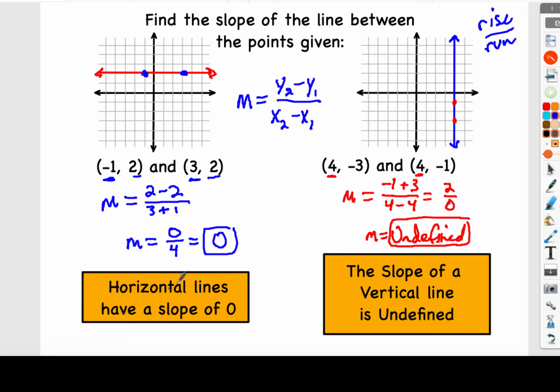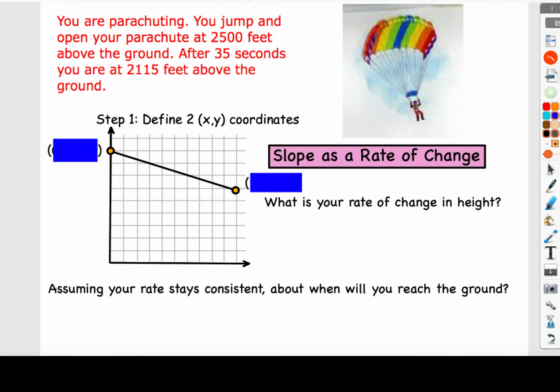Zero slope means a horizontal line. Undefined slope means a vertical line. Let's take a little look at application in the real world here. One other way to talk about slope is to talk about it as a rate of change.